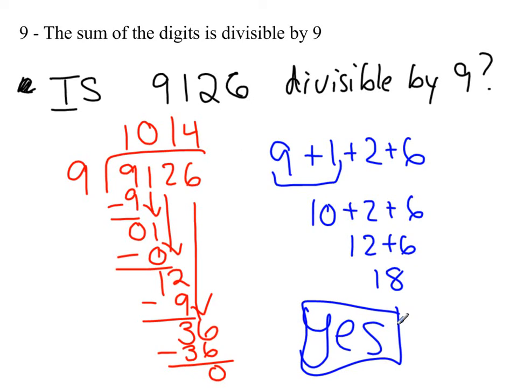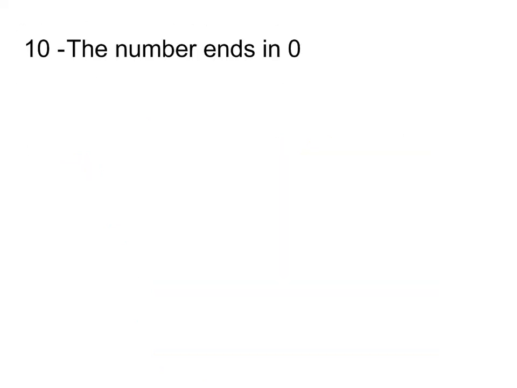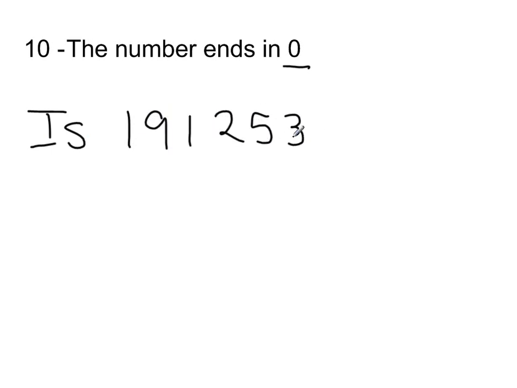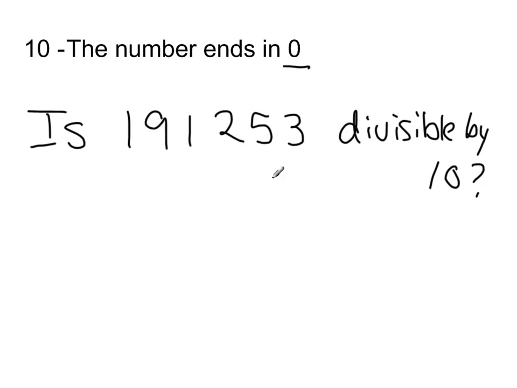Alrighty. Last one, and then I'll end the torture. The number 10. If something is divisible by 10, the number ends in a 0. So if we had, I don't know, a crazy number, is this number divisible by 10? We look at the last digit. It's a 3. Is that a 0? No. So it's not divisible by 10.